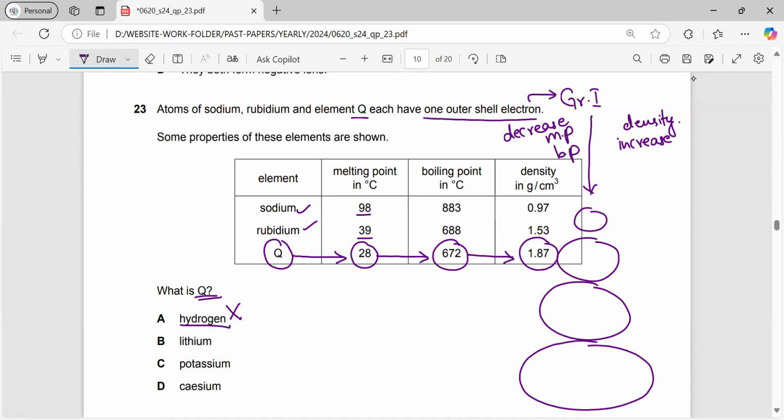Now, what is this element? It can't be lithium because lithium is present above sodium. So lithium must have more melting point, more boiling point, and less density than sodium. It can't be potassium because potassium is present between sodium and rubidium. So the answer is cesium because cesium is present after rubidium. So cesium is correct.